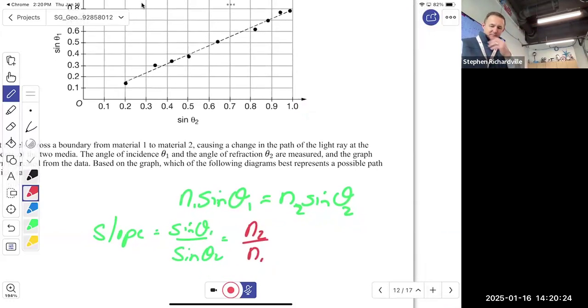So here's the deal with that. What does that even tell me? If N2 is bigger than N1, my slope should be greater than... how about if N2 equals N1? What's my slope? 1. Fantastic. So if N2 is greater than N1, my slope is bigger than 1. But if N2 is smaller than N1, that means my slope is less than 1.